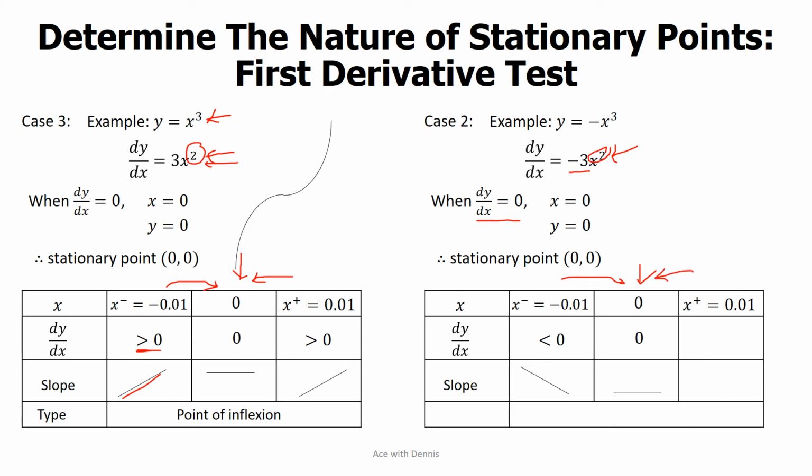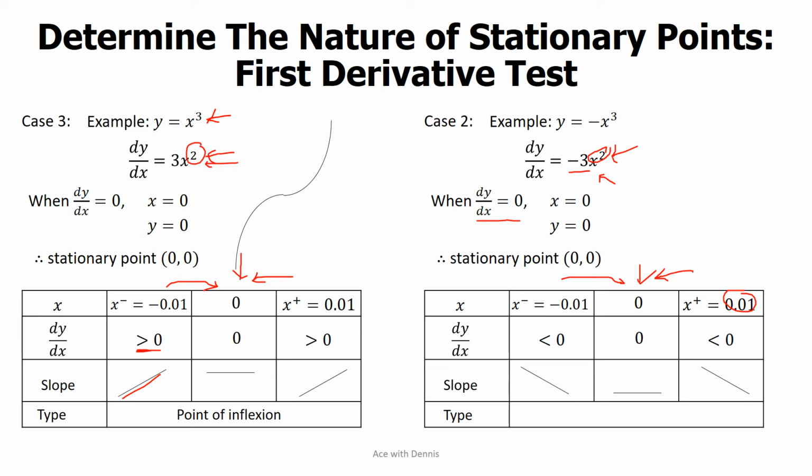Next, again, choose a value which is very close to 0 but slightly bigger than 0. Let's choose x plus as 0.01. Then I substitute into dy over dx again, right? So this is a positive number, squared, it becomes positive. Then it is multiplied with negative 3, it becomes a negative value. So I don't have to find the exact value, just need to look at the sign. I find that dy over dx is less than 0. So it is a decreasing function. The slope will go down.